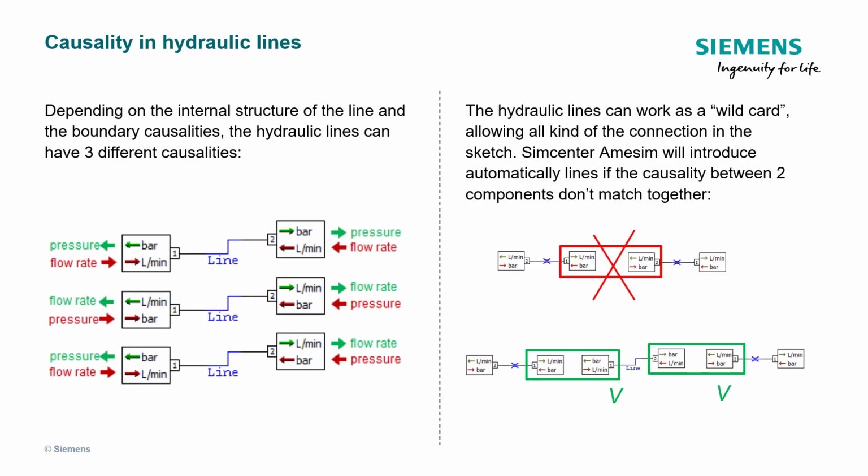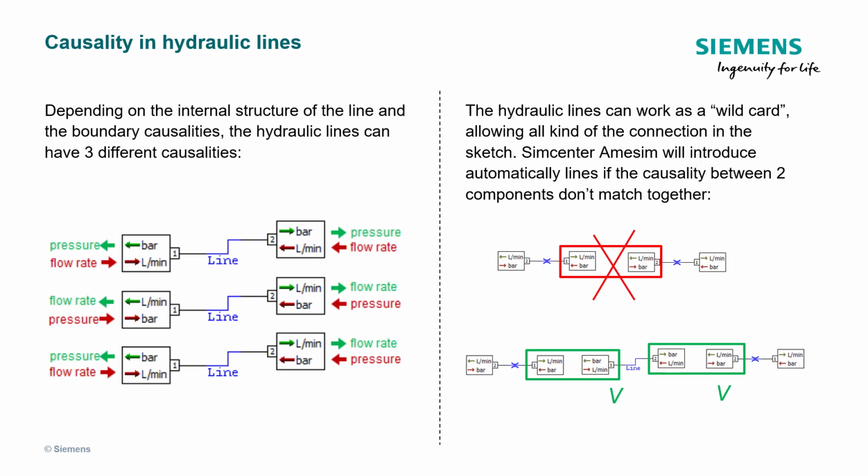Depending on the internal structure of the line and the boundary causalities, the hydraulic lines can have three different causalities. The reason for this is the input and output characteristics of external variables of a submodel. If we connect a pipe to a component, the component submodel normally does one of the following two things at the connection port. It calculates the flow rate at output from the pressure at input, or it calculates the pressure at output from the flow rate at input. In each case, the pipe submodel must provide the correct variable for the component submodel.